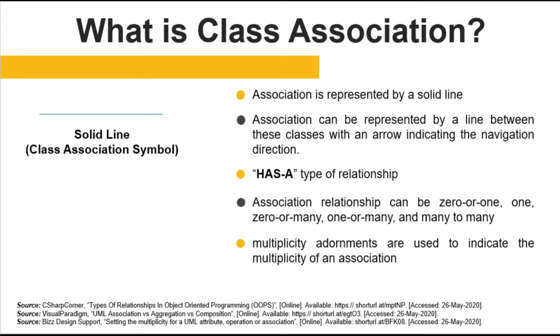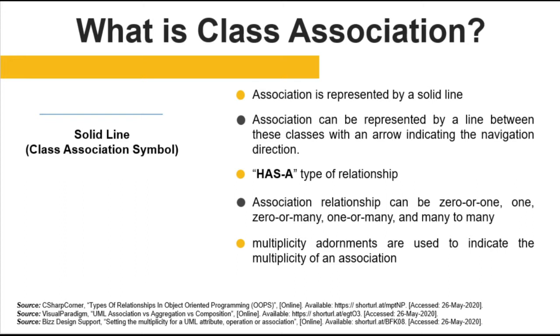What is class association? If two classes in a model need to communicate with each other, there must be a link between them, meaning class relationships are only applicable if you identified a link between two classes, and that can be represented by an association or a connector, and this is represented by a solid line. Association can be represented by a line between these classes with an arrow indicating the navigation direction. In case an arrow is on both sides, the association is known as a bidirectional association.